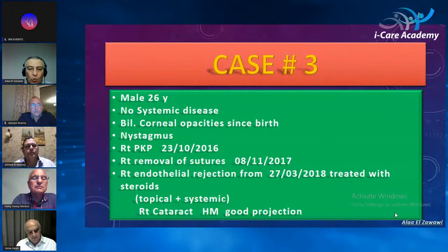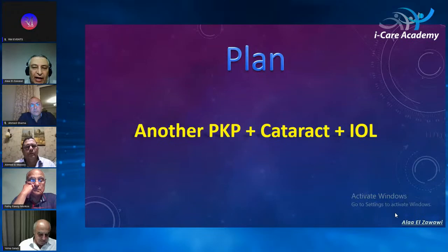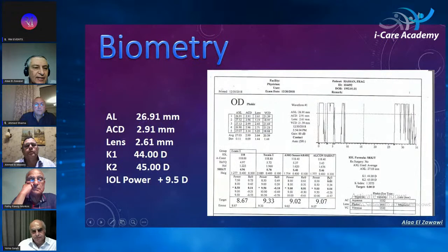What to do? I decided to redo the PKP and to remove the cataract, what we call a triple procedure: another PKP, cataract, and IOL. This is his biometry, and we can see that the axial length is 26.91, which is a little bit long, of course. AC depth is 2.91, which is okay. The lens thickness is 2.61, and the K1 and K2, and the IOL power to be plus 9.5 diopters. This is a myopic person, and I have to deal with such a case.